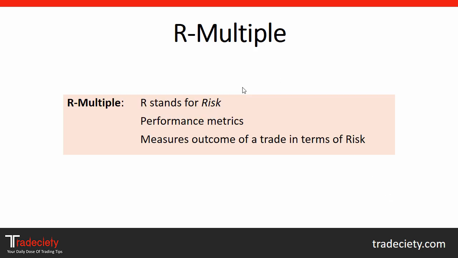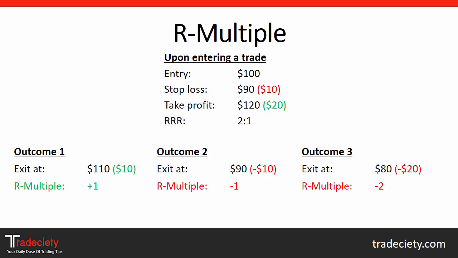For that, in trading we use the concept of R-multiple, where R stands for risk, so this is the risk multiple, and it's a performance metric, and with the R-multiple we measure the outcome of the trade in terms of risk. So let's look at an example to see what this actually means.